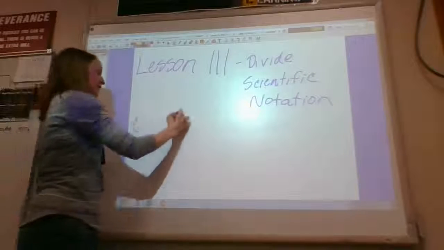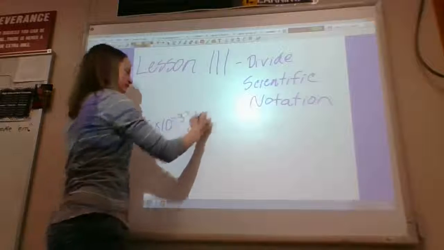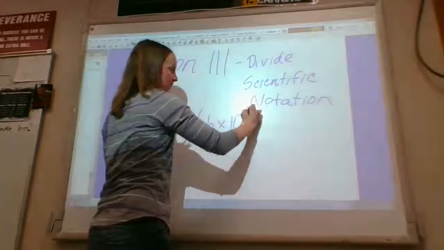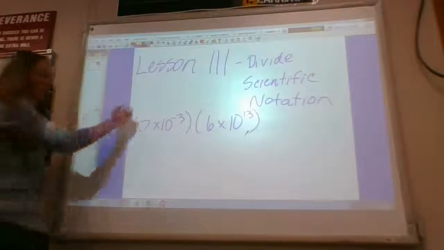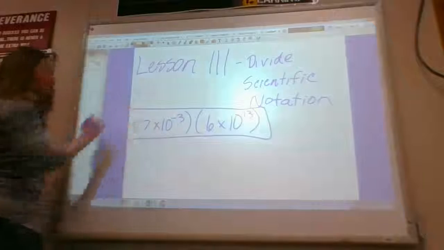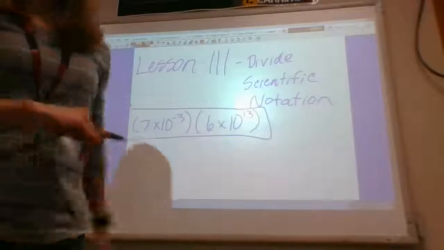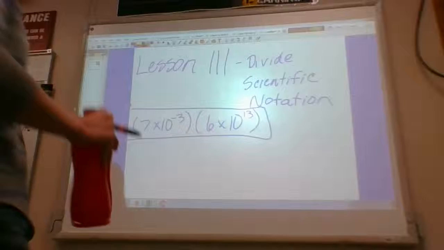And let's take the time to review, how do we multiply scientific notation? Because usually it's good to know how to add, how to subtract, how to multiply. So right here, if we have 7 times 10 to the negative third times 6 times 10 to the 13th, how do we multiply those? And hopefully you don't have to put a bunch of zeros there.